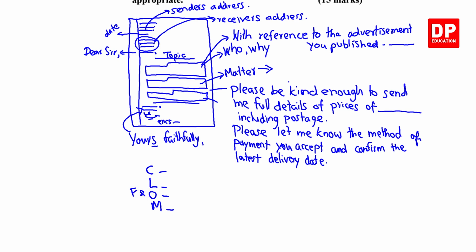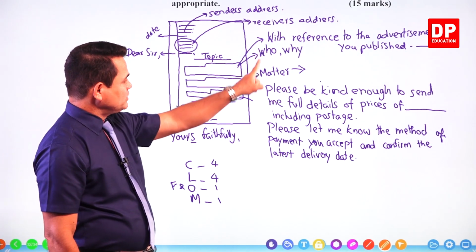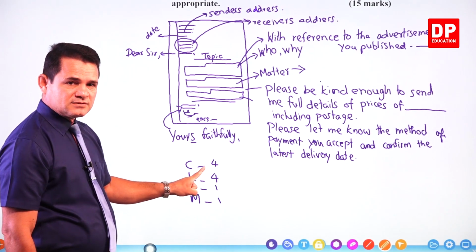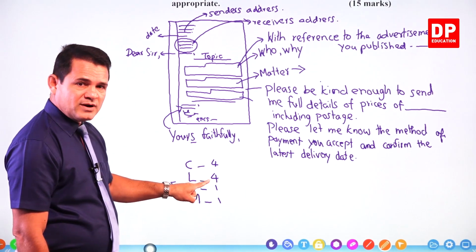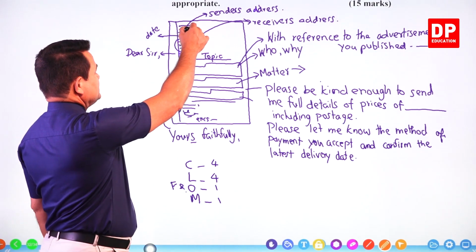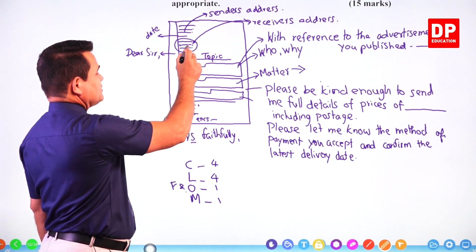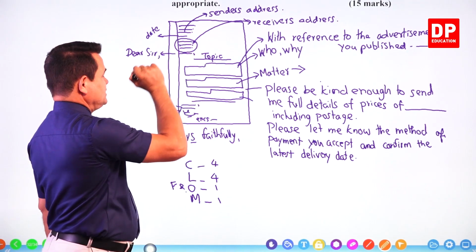So if it is 10 marks, maybe 4 marks for content, 4 marks for language, and 1 each for the rest. Right? So the 4 marks, if all these points are included in the content, okay, full marks. If the sentence grammar is correct, 4 marks for language. Format and organization is this: sender's address, receiver's address. Here we don't make one up, we have to write it. We were given an advertisement, and that address should come here.